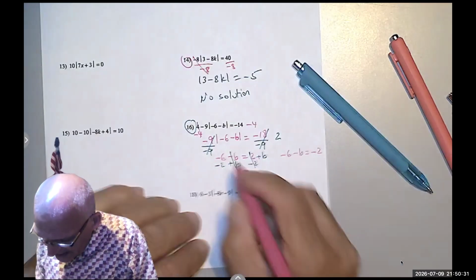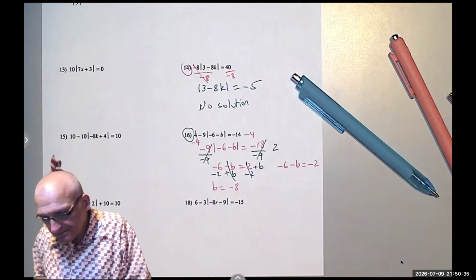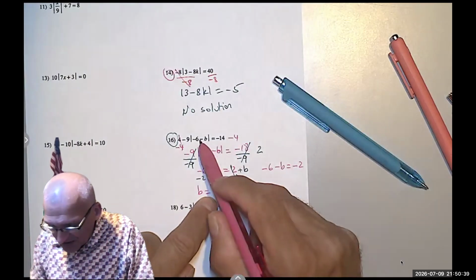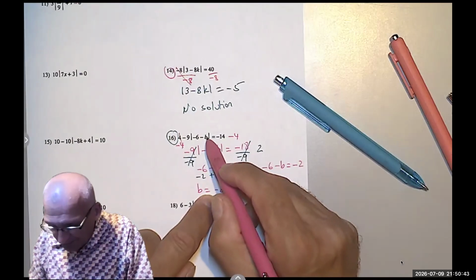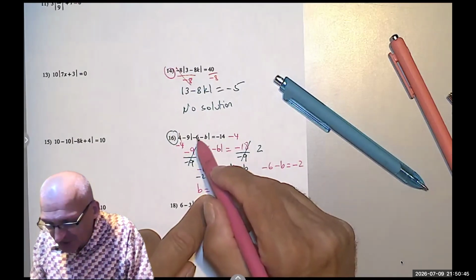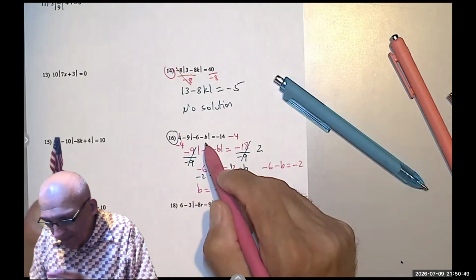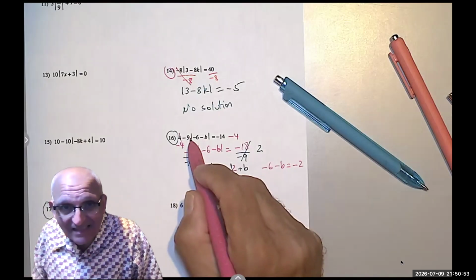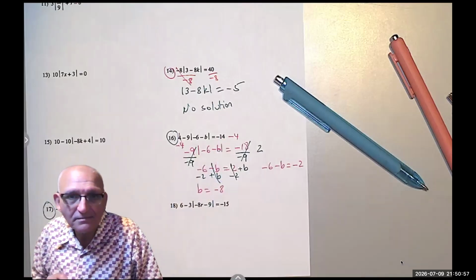So I get b equals negative 8. Notice that if b is negative 8 and you are subtracting b, so that negative b would be positive 8. Positive 8 minus 6 is 2. The absolute value of 2 is 2. And when you multiply 2 by negative 9, you get negative 18. Negative 18 plus 4 is negative 14.